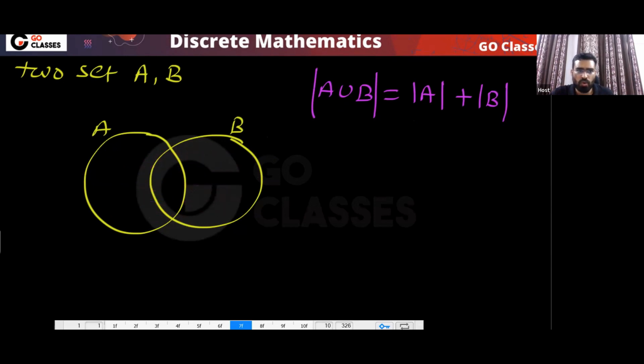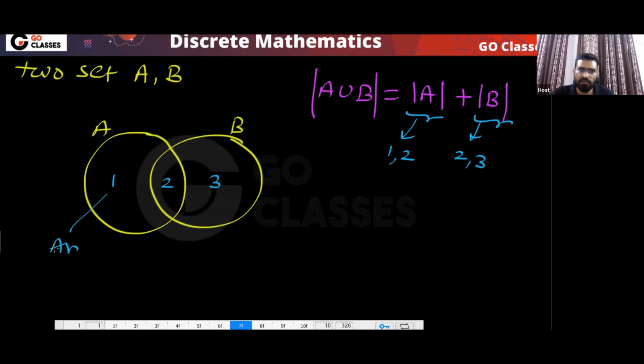So no, that is not correct, because remember, let me call this area 1, let me call it area 2, let me call it area 3. So these are the 3 areas. Now in this situation you can notice what we are counting here. We are counting all the elements of area 1, area 2, and here we are counting all the elements of area 2, area 3.